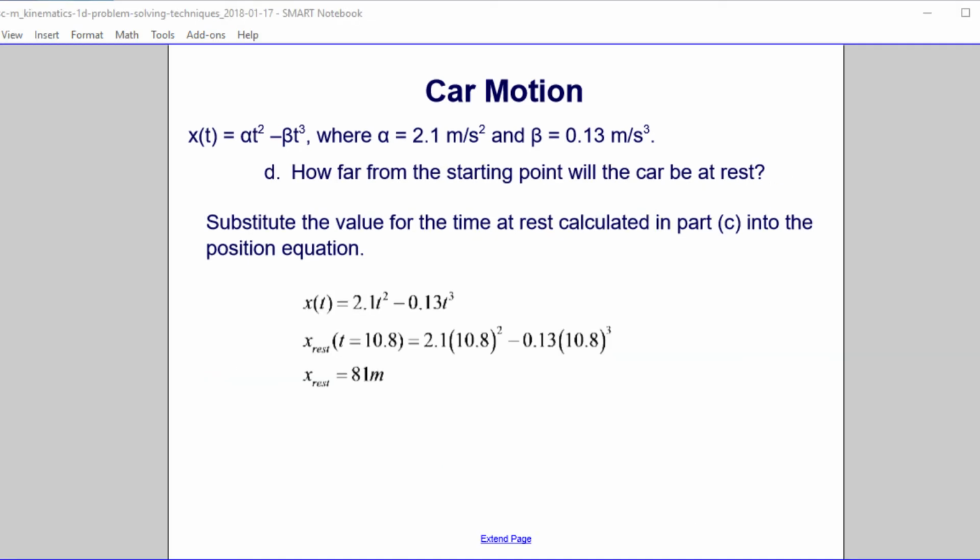How far from the starting point will the car be at rest? Here we're going to use an answer we got in part C, where we found the time that it would be at rest again. And that time was 10.8 seconds to 3 sig figs. So here's our equation for position. The time at rest is when t is equal to 10.8. So we go ahead and substitute that in, and we come up with 81 meters.